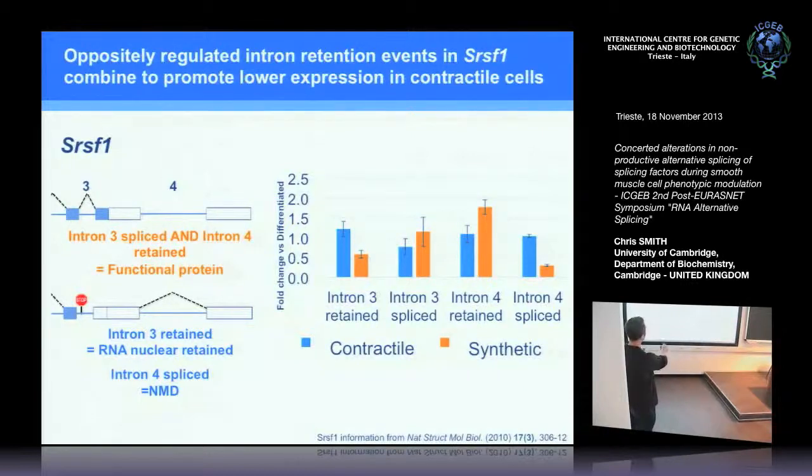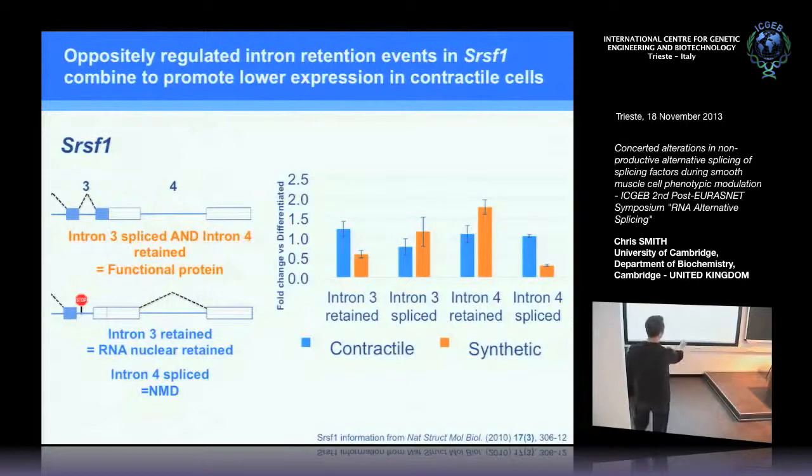Intron 3 is more retained in the contractile cells, and work in Adrian Krainer's lab previously showed that retention of intron 3, although it prematurely terminates the open reading frame, and if it were translated, you get a protein with the RRMs, but without the RS domain, so that would have altered function. But Adrian's lab showed that actually when you retain intron 3, that RNA is nuclear retained, so it's down-regulating it.